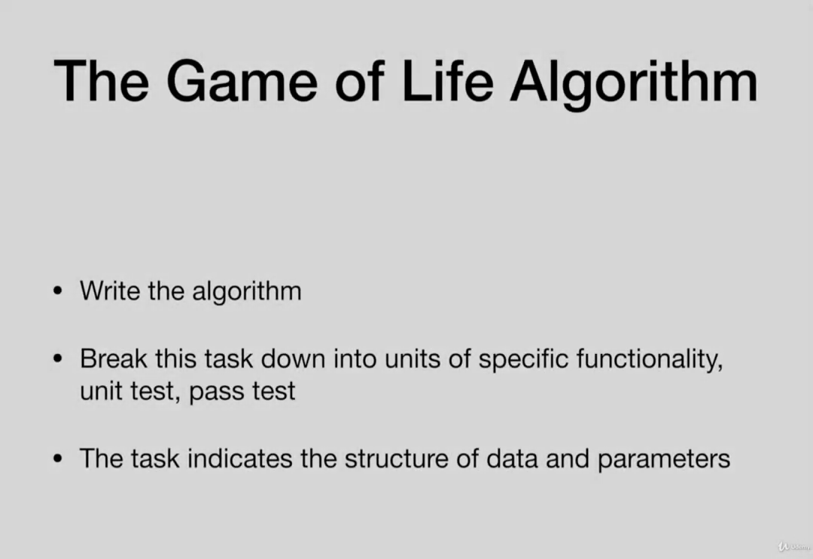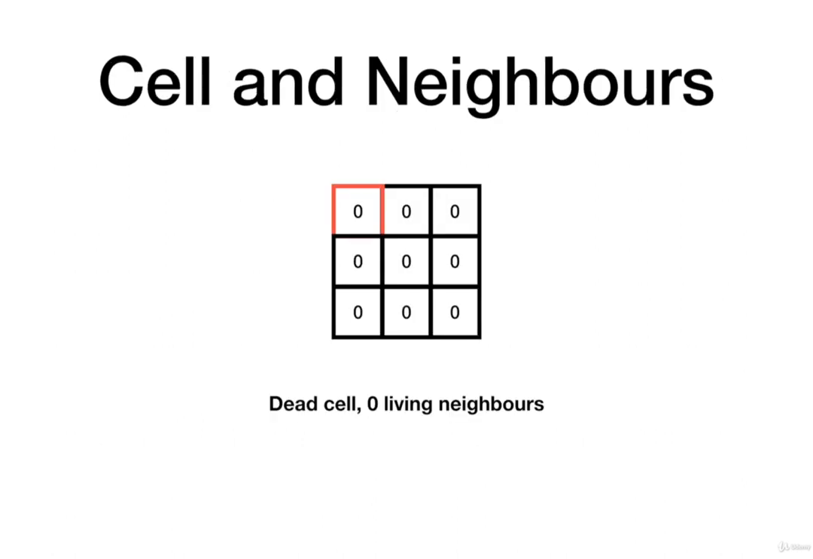In this section, we're going to write the game of life algorithm. We're going to break this task down into units of specific functionality, unit test it, and then pass those tests. And also, looking at the structure of the problem indicates the structure of the data type that we're going to use and the parameters to the function.